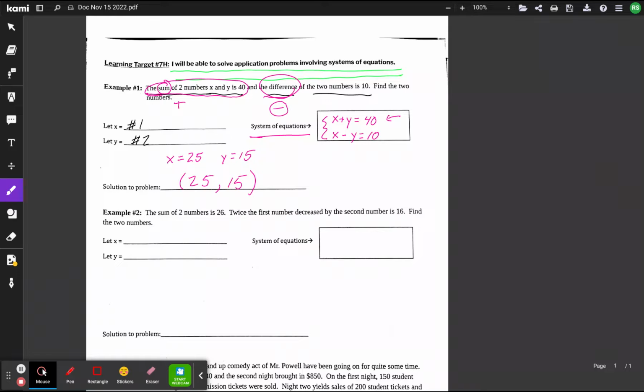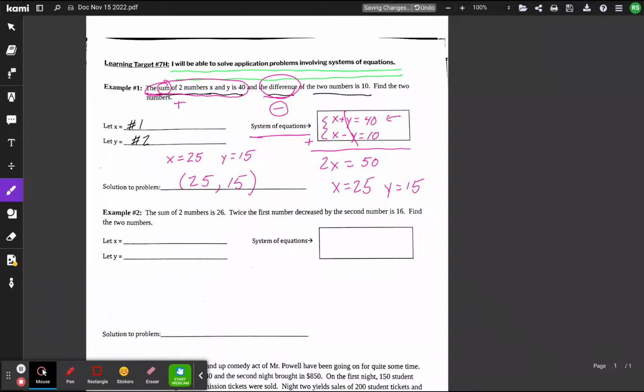Now, if you choose not to use a calculator, we could have always used elimination here. If I add these two equations together, we would have gotten 2x, because our y's would have canceled. 40 plus 10 is 50, so x equals 25. If you were to plug 25 back in, you would get y equals 15.